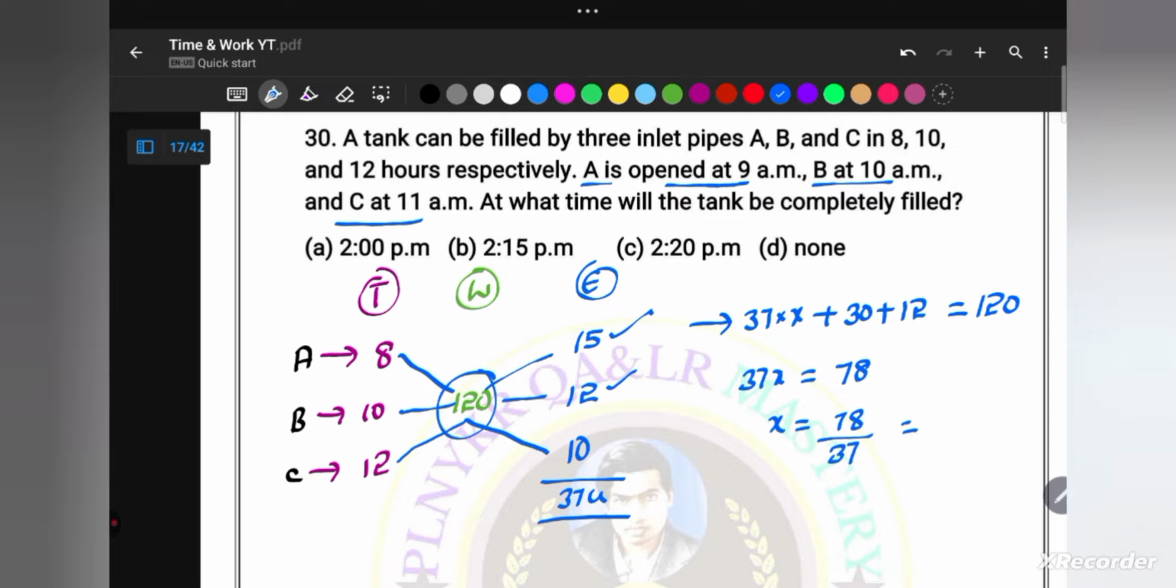37 twos is 74. So the quotient is 2, and the remainder is 4, with divisor 37. That means after 11 o'clock we add this time, and when converting it will be around 1 p.m. Even if you multiply by 60 it will not come out exactly, it will come in minutes only. So no option is clear here. It will be around 1 o'clock 6 minutes, but no option matches, so we can mark option B. Thank you.